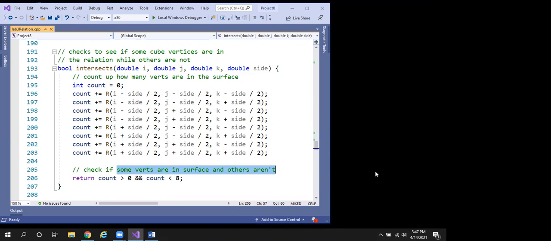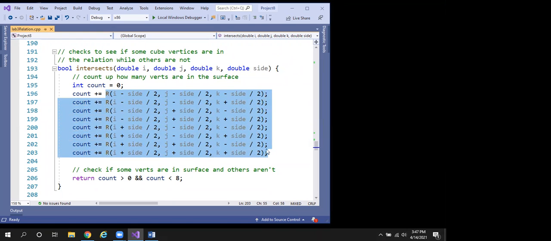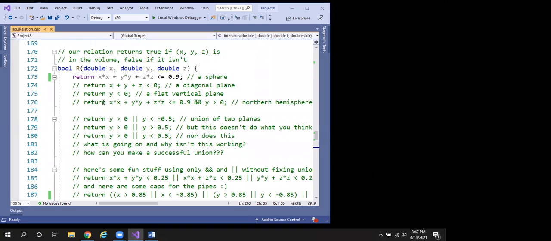It's only the ones that cut through the middle of it, right? And to do that, I run my relation on all 8 corners and count up how many are true and false, right? Again, my relation is also a Boolean function. So that's why less than or equal to makes a shell instead of a solid sphere. Does that make sense? Because some of the points on the cube are going to be a greater distance than 0.9 from the origin, and some will be less than a distance of 0.9 from the origin, right?